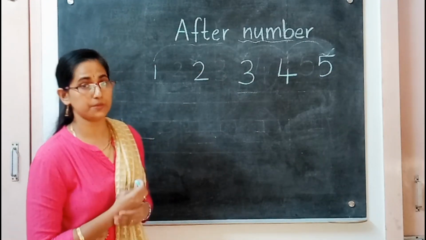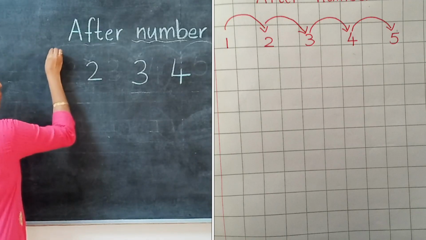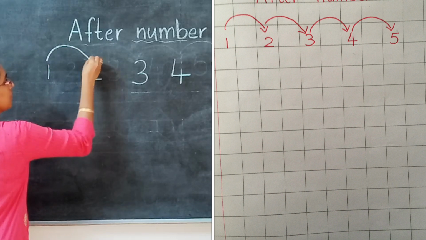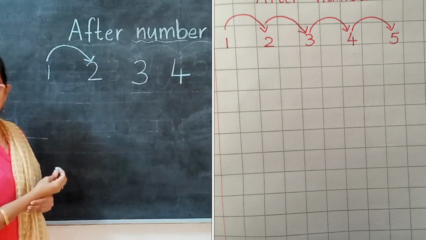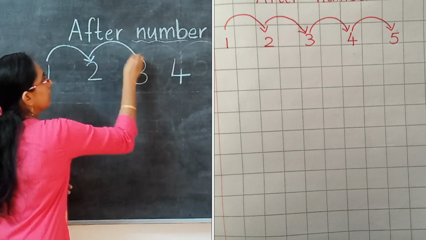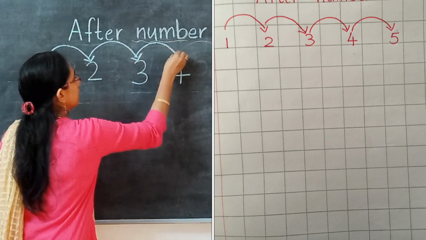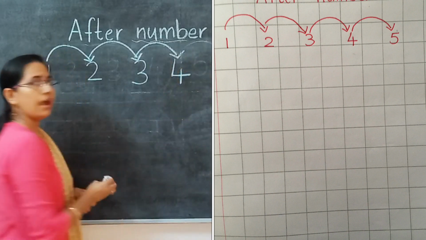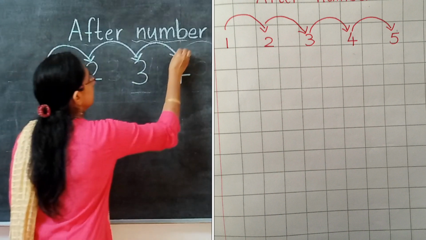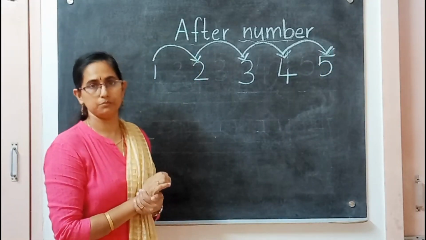Now the third step is, introduce your child to the arrow mark from the top, showing the arrow mark. After 1, it's 2. After 2, it's 3. After 3, it's 4. And after 4, it's 5. This is the third step.